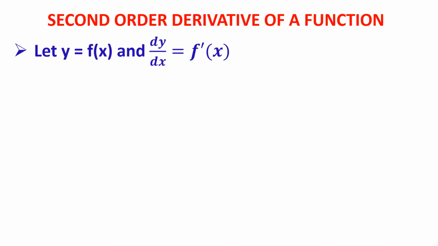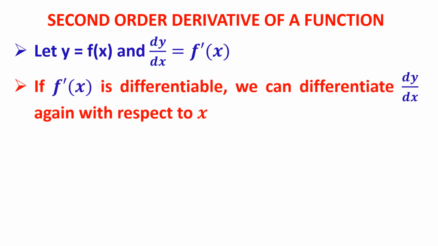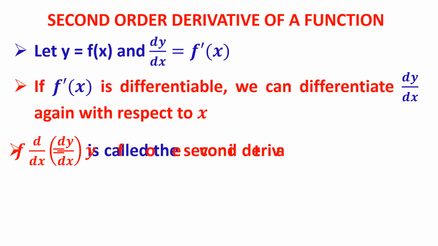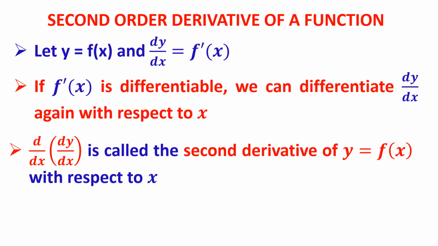Let us take y is equal to f of x, and we know that dy by dx is the first derivative, and it is denoted by f dash of x. Let us assume that this f dash of x is differentiable. That is, you can differentiate it once again. If f dash of x is differentiable, we can differentiate dy by dx again with respect to x. Now, d by dx of dy by dx, that is the derivative of the first derivative, is called the second derivative with respect to x.